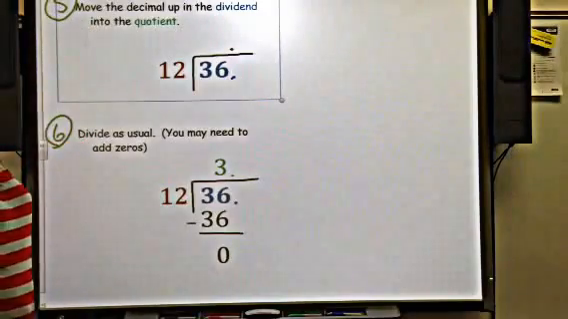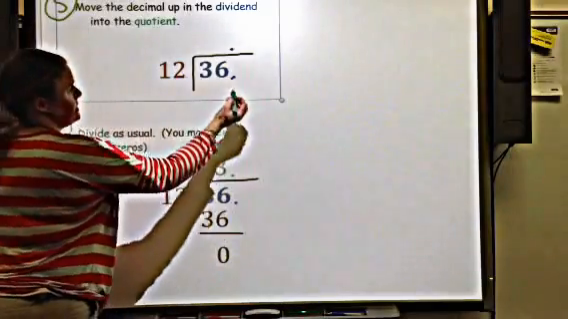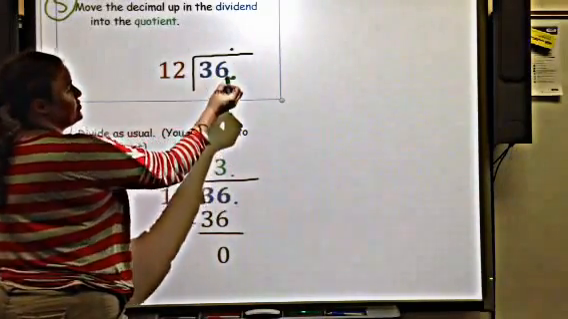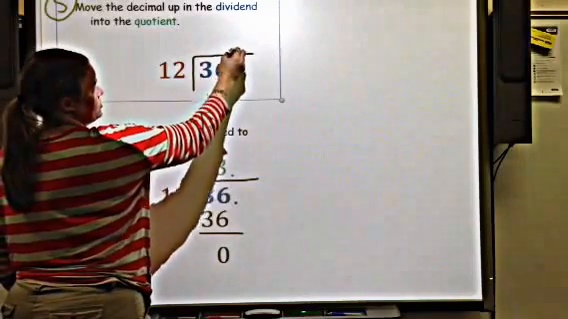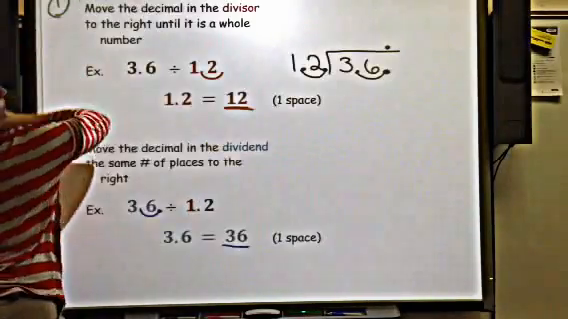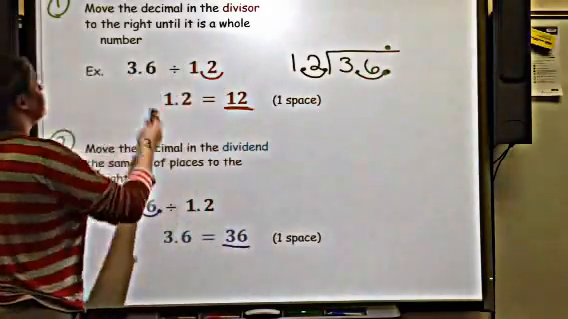Fifth step, you move the decimal up into the quotient. So when the decimal is in your dividend, it goes up into the quotient, so you don't forget to add it there. And that was the step I was telling you about right here. So when you moved it there, to put it up in your quotient.